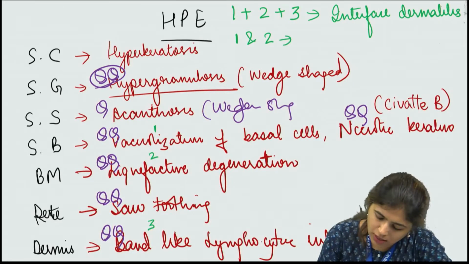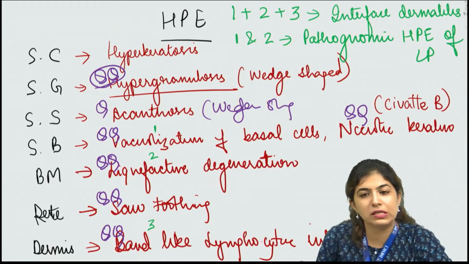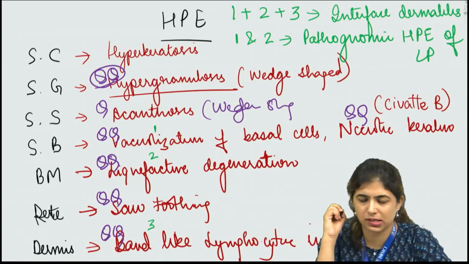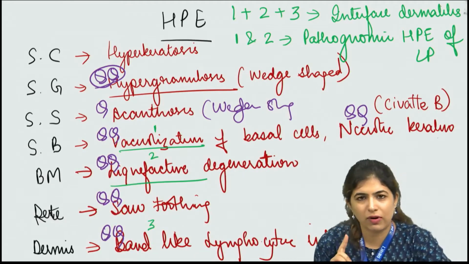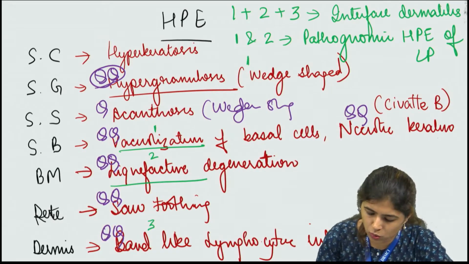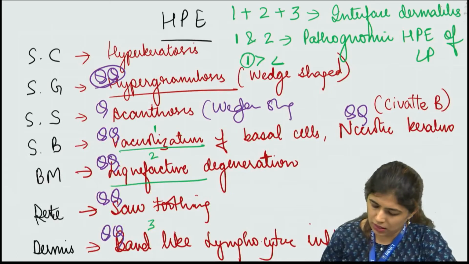1 and 2 are the pathognomonic HPE of LP. If it is asked which is the most characteristic feature of the histopath of lichen planus, then it is this and this. If only one of them is there in the answer, if it is like a single choice question, then 1 is more than 2. So the answer is vacuolization of basal cells.